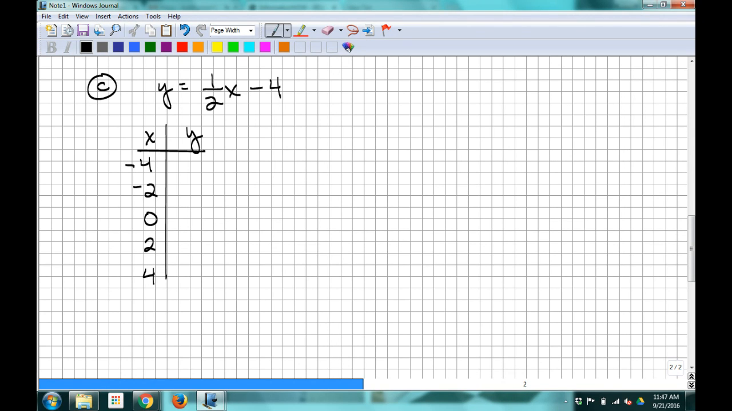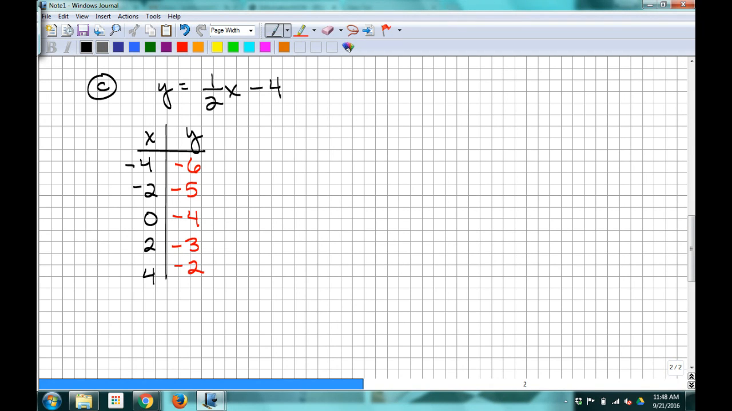So when I plug in -4, what's half of -4? -2 minus 4 would be -6. Then plug in the -2. That'd be -1 minus 4, -5, right? Plug in a 0. 0 minus 4, -4. Plug in a positive 2. 2 times 1/2 is 1. 1 minus 4, -3. I bet the next one's -2. Seems like a pattern there. 4 times 1/2 is 2. 2 minus 4 is -2. So we get those y values out of that.